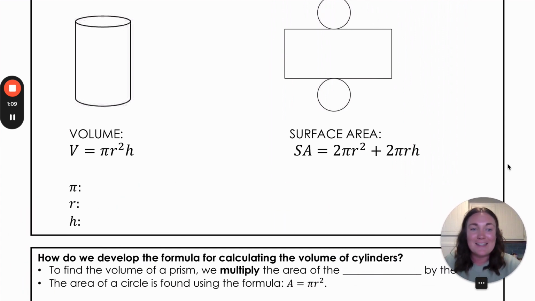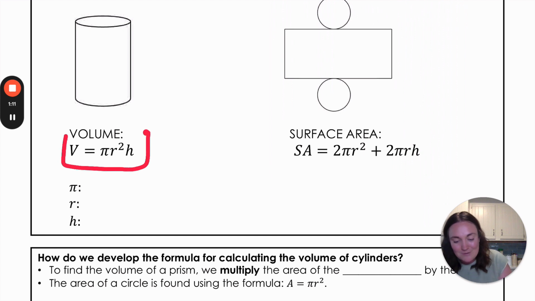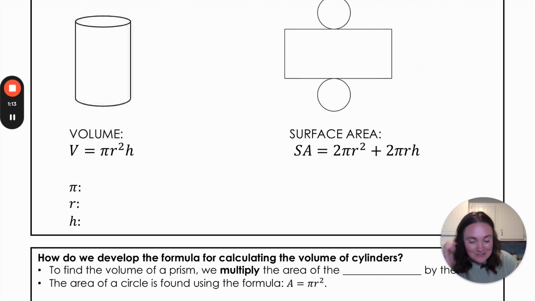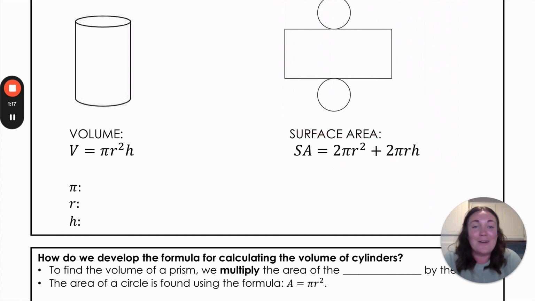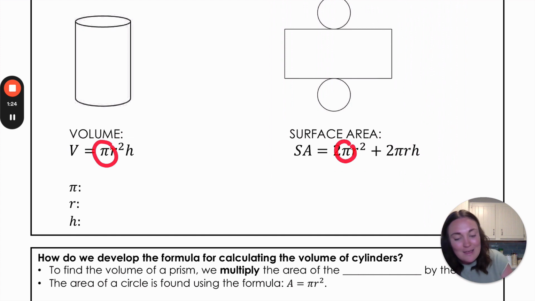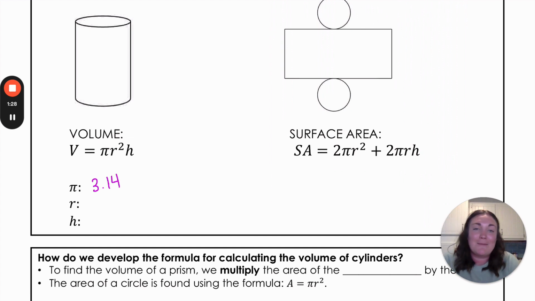All right, so you can see volume up here is volume equals pi r squared h, and our surface area is 2 pi r squared plus 2 pi r h. So what do all those letters and symbols mean? Starting with pi, we know that pi goes on and on forever, but we are going to use that approximation of 3.14 when we are talking about pi.